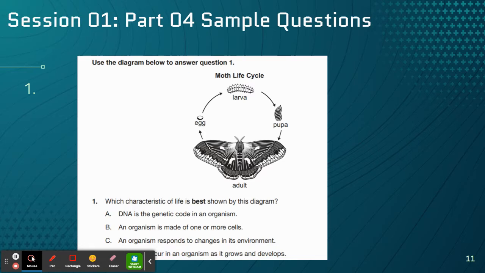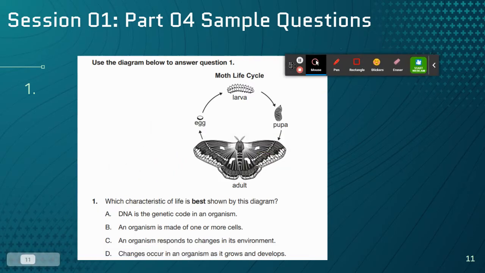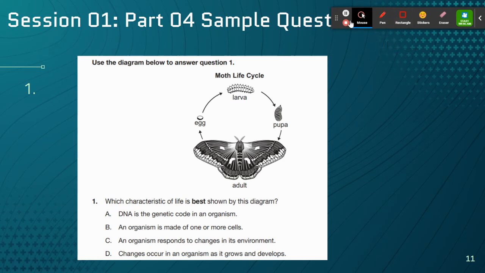Can I hide this? Can I just move that? It looks like it can move. Okay. That's not where I want you. Move over here. There we go.